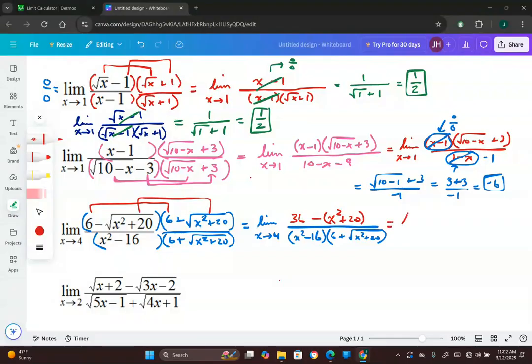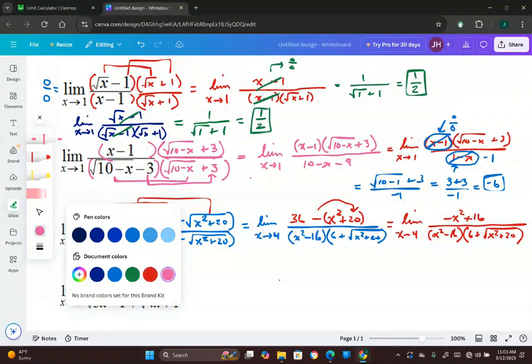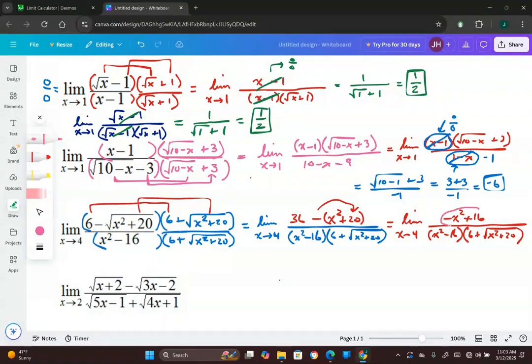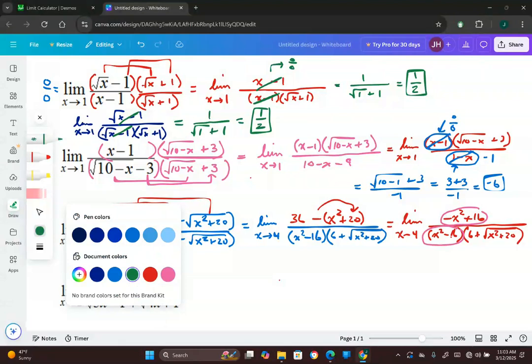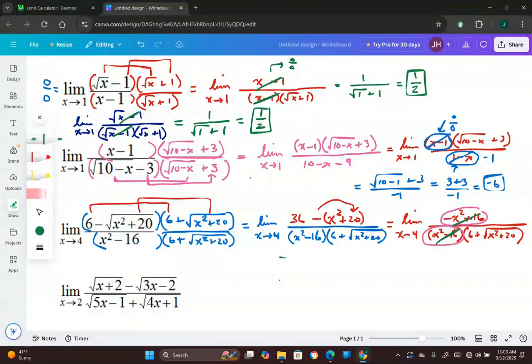Now, if we do some simplifying here, the limit as x approaches 4. Again, the bottom is not going to change for now. It's x squared minus 16 times that conjugate we multiplied by, 6 plus radical x squared plus 20. On the top, I've got a negative x squared, and 36 minus 20 is positive 16. Now again, do you see it here? This expression and this expression. If you plug in 4 to both of those, you're going to get 0 over 0. But notice they're opposites. When we cancel out both of those, I'm going to get a negative 1.